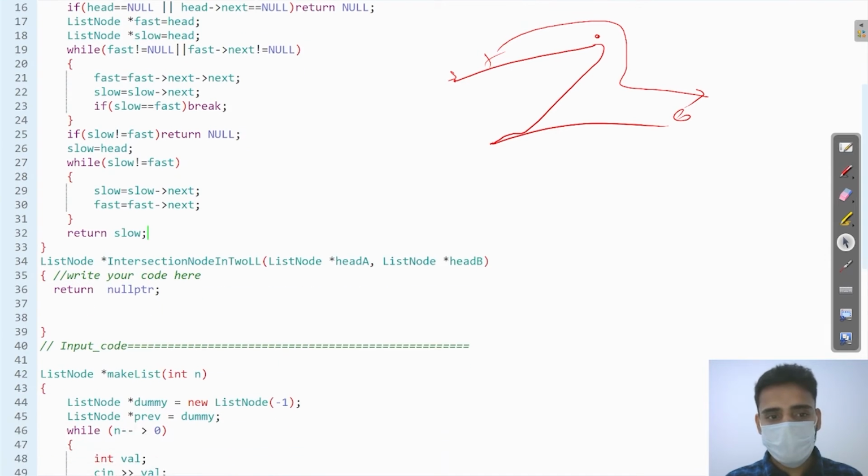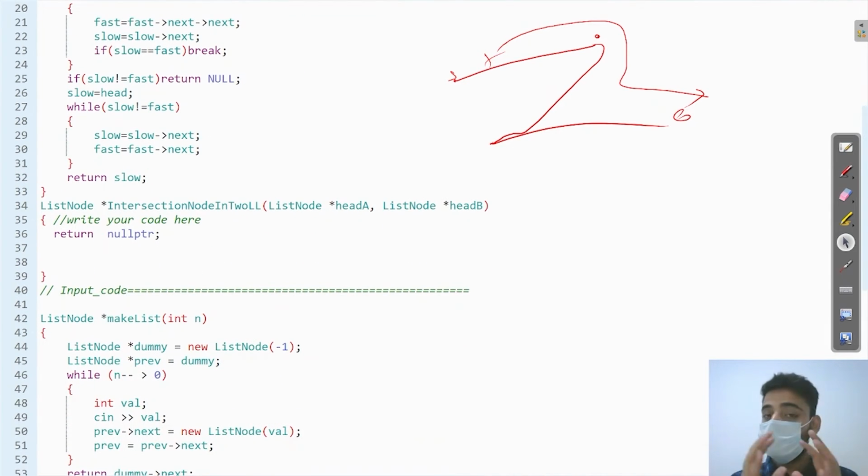So now we have to handle this function. In this function, we first have to make the cycle. There is an intersection between those linked lists. We have to make them a cycle. Let's go and see how we are going to do that.